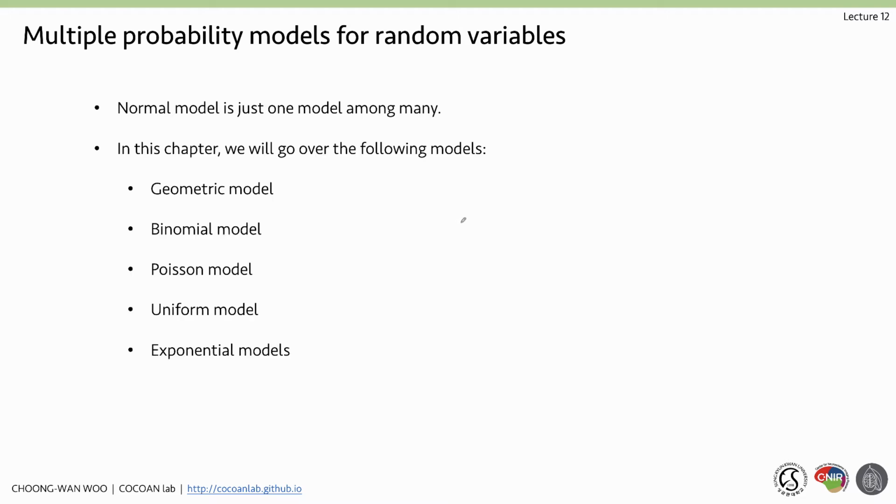So there are multiple probability models that are very useful, and the normal model is actually just one model among many. In this lecture we will go over the following models. We want to start with a geometric model. To know the geometric model, we first need to know the Bernoulli trials.